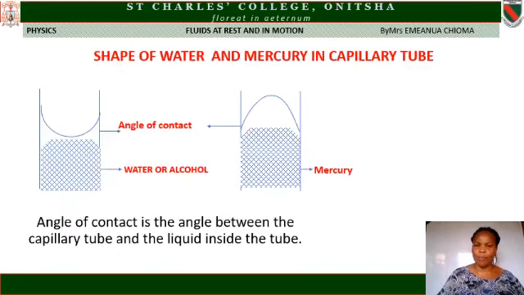Shape of water and mercury in a capillary tube. When a capillary tube is dipped inside a container of water or mercury, if it is inside a container of water, it forms a concave meniscus. But when it is inside a container of mercury, it forms a convex meniscus, making an angle between the liquid inside the tube and the capillary tube. This angle is what is called the angle of contact.